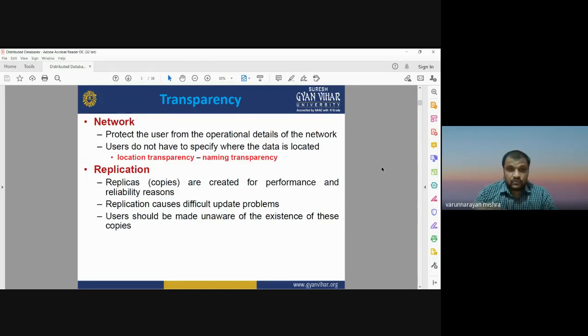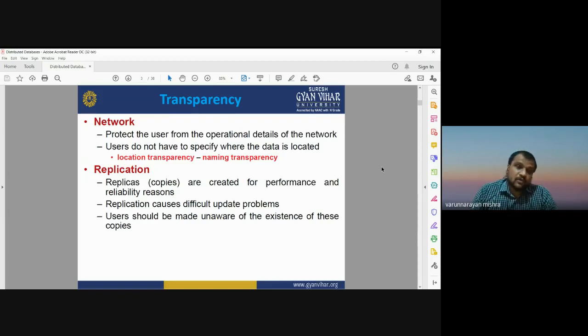The user should know what kind of data they are using and what kind of data they are dealing with, but they are not allowed to see the details about the specifications of the data sets. Also, the transparency protects the user from the operational details of the network. Whatever network we are using, or on which network our database is shared, it protects the user from the operational details of the network. And the user does not have to specify where the data is located.